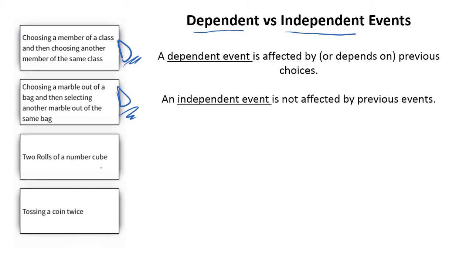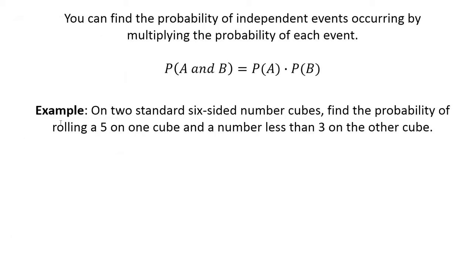Two rolls of a number cube. So I roll and I get a number. I get a 3. I roll again. Does that 3 that I already rolled affect the second one? Not at all. So these are independent of one another, okay? Tossing a coin twice. I toss a coin, I get heads. I toss it again. Does that heads that I just got affect the next one? Not at all. That's independent. Okay, hopefully that's making sense.